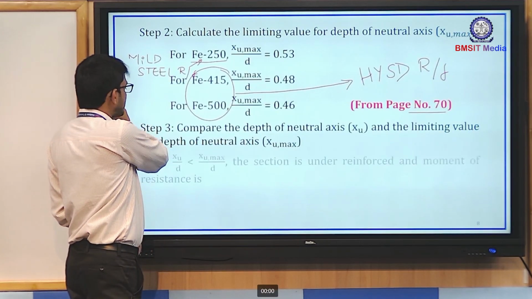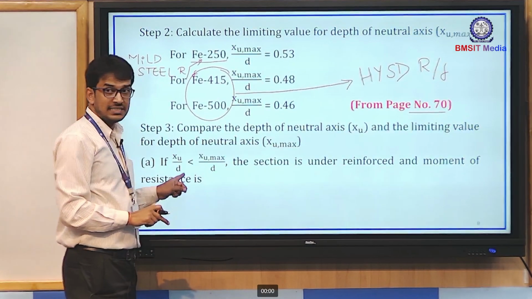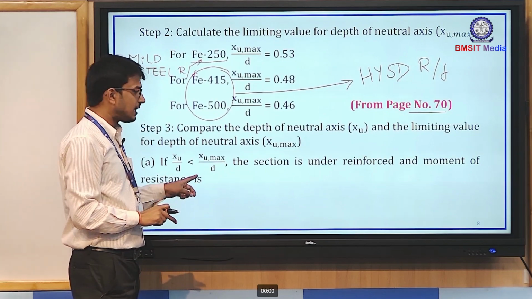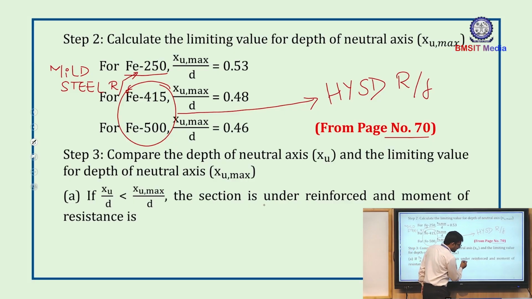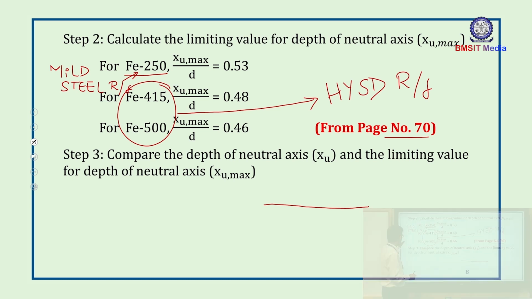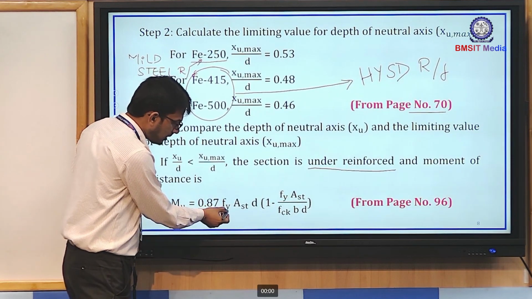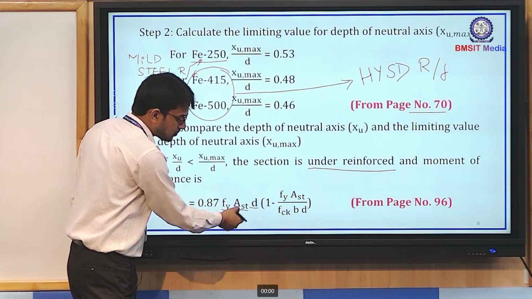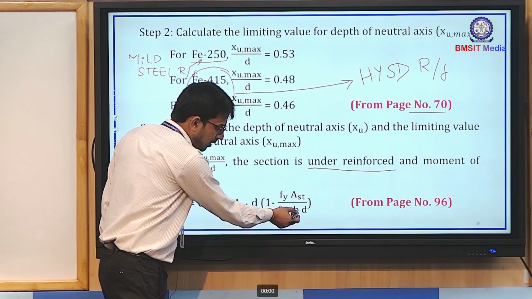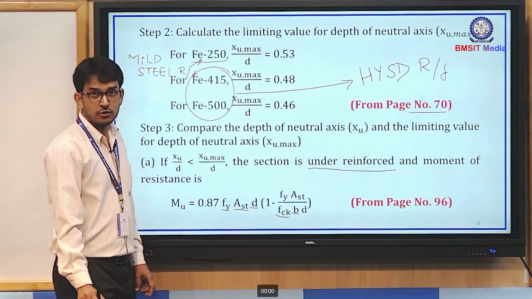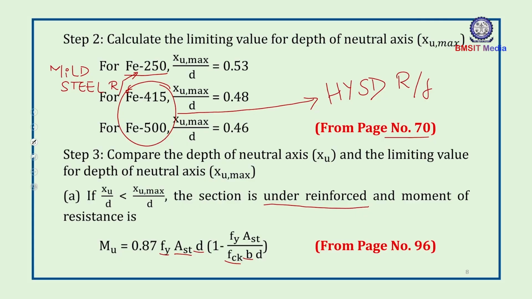On the basis of that, we will say if Xu by d is lesser than Xu max by d, then the section is known as the under reinforced section, and we have to calculate the moment of resistance by using this formula. Again, in this formula we have all the values: fy, Ast, small d, fck, b. So all these values we have, so easily we can calculate the moment of resistance.